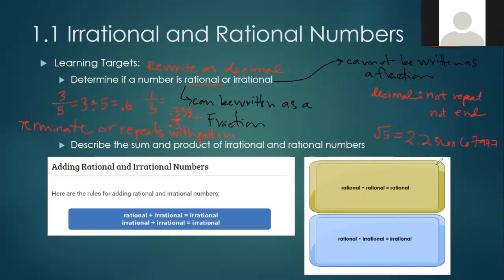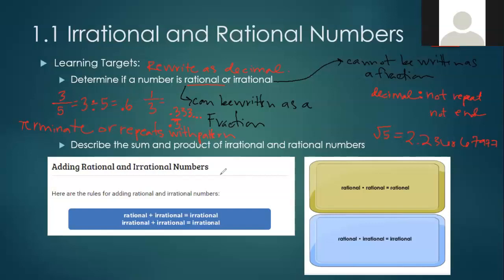Okay, so 2.236067977. Does anybody see a repeating pattern in this decimal? And if you have it on your calculator, it just keeps going with random digits. There's no repeated pattern. So this is an irrational number. So that is your hack to know whether or not numbers are rational or irrational. So that was the first important learning target for 1.1.